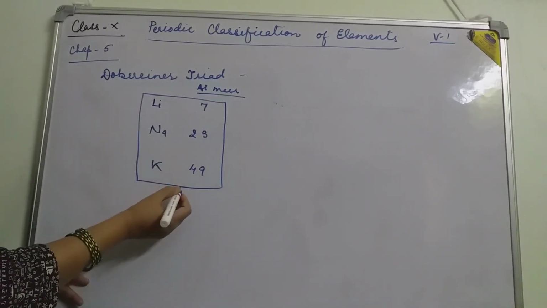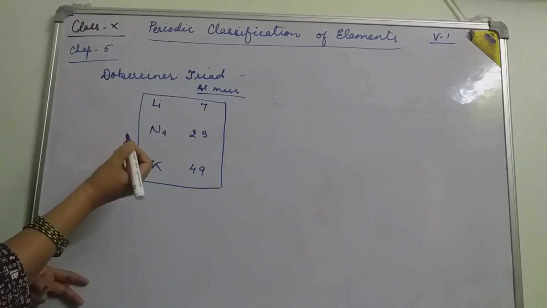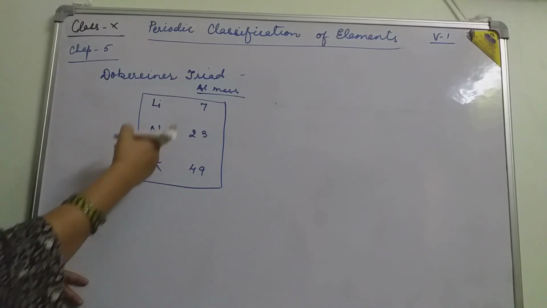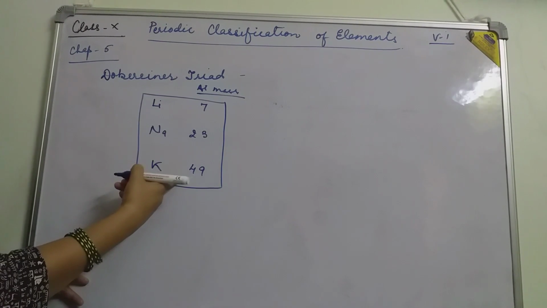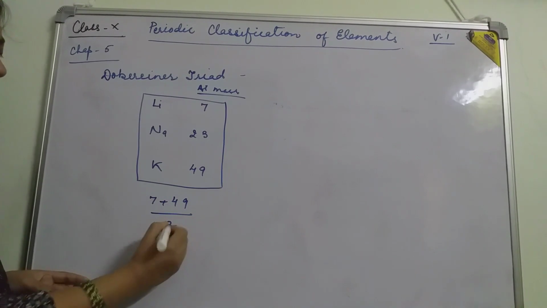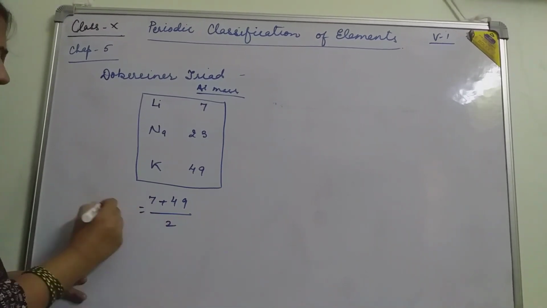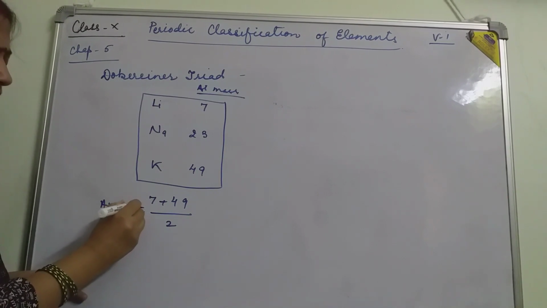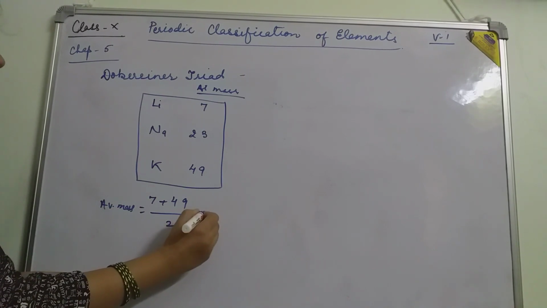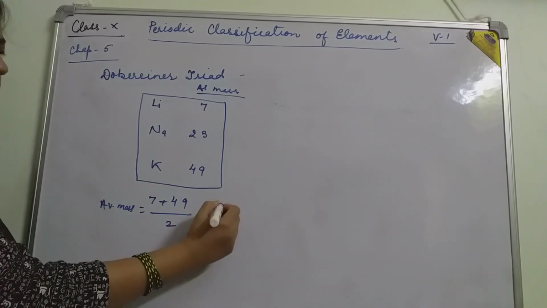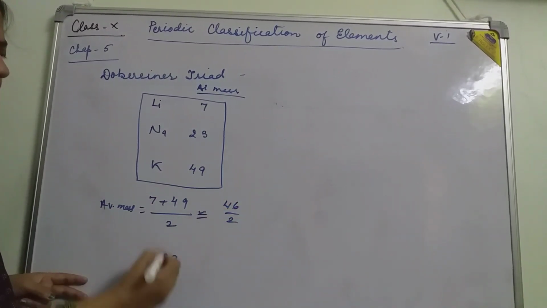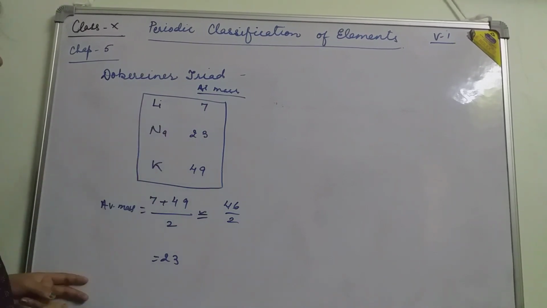By arranging them in the increasing order of atomic masses, he found that the average mass of the first and third one, that is 46 by 2, which is 23, is approximately the mass of the middle one.